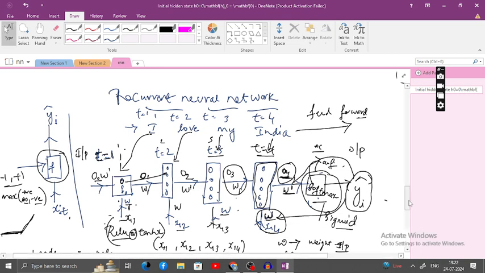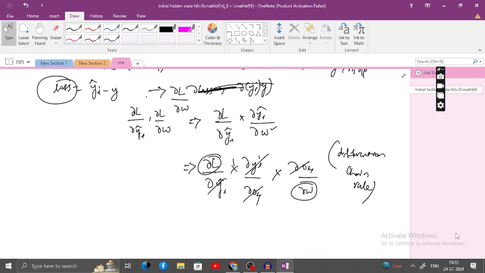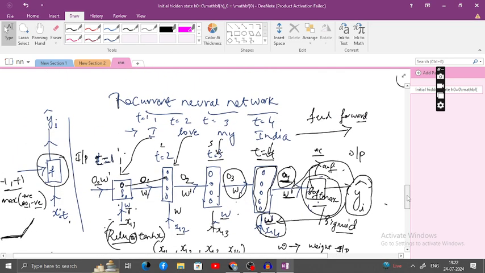So what can I write? This is dependent on W, so I will write dou, and like this you can keep on writing. Even if you cancel the terms, the loss is dependent on weights. This is what is called differentiation, the differentiation chain rule. When is it going to happen? During feed forward, during the forward pass, when you are moving from one end to another.